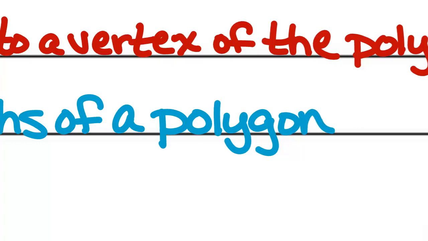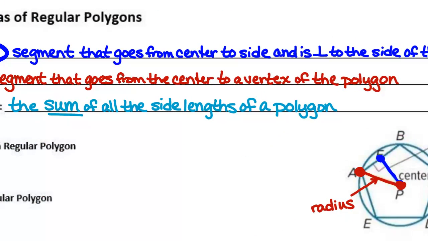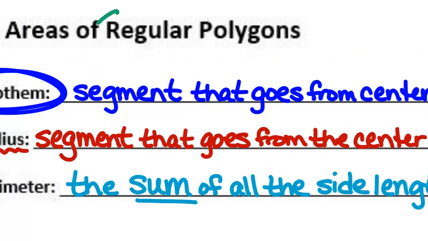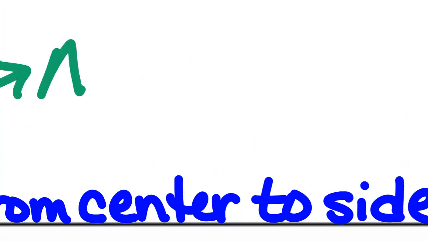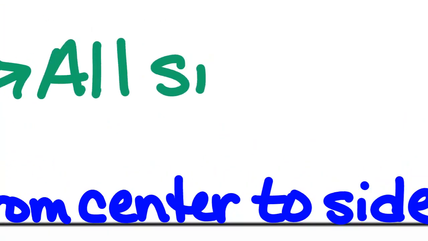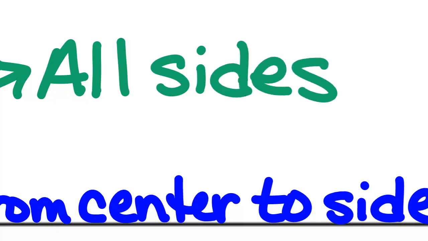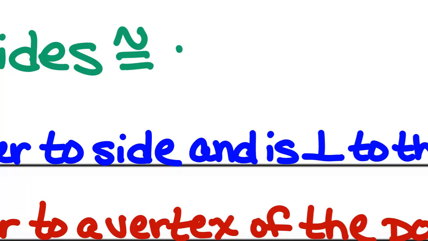Polygon means any kind of a closed figure with straight sides. But we are going to be focusing on regular polygons. I don't know if you guys remember from when we talked about our quadrilaterals before, but a regular polygon means that all the sides are congruent and all the angles are congruent.